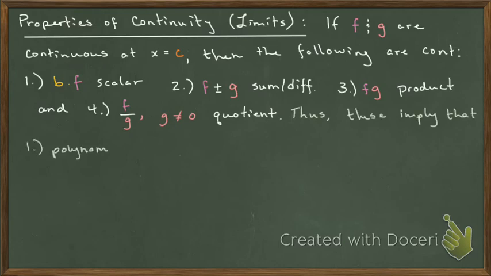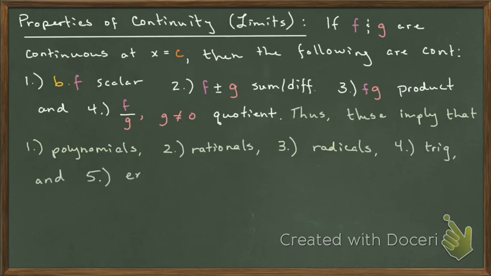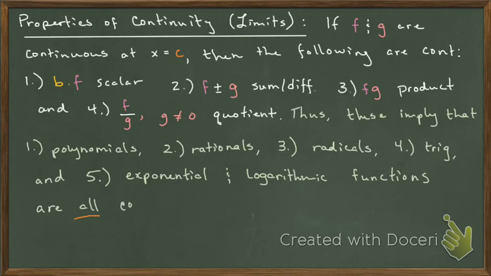This implies that polynomials, rationals, radicals, trig functions, and finally exponentials and logs are all continuous. All of these functions are continuous on their domains. And that's the important bit here, is they have to be continuous on their domains.